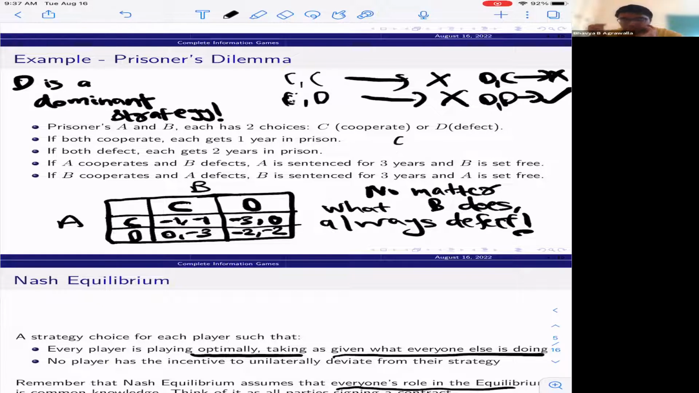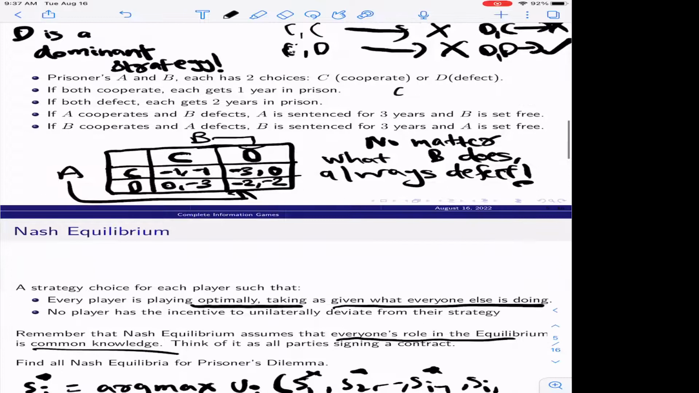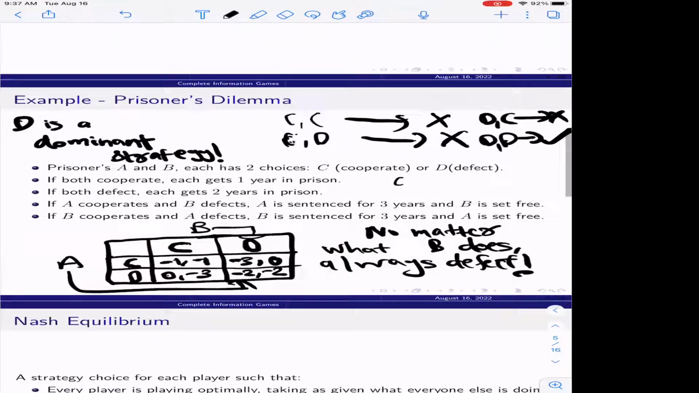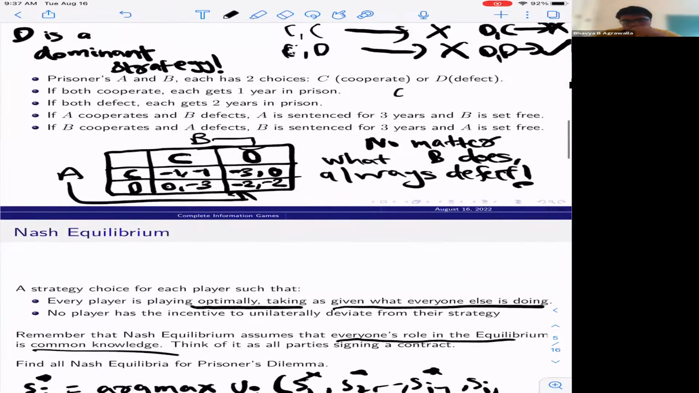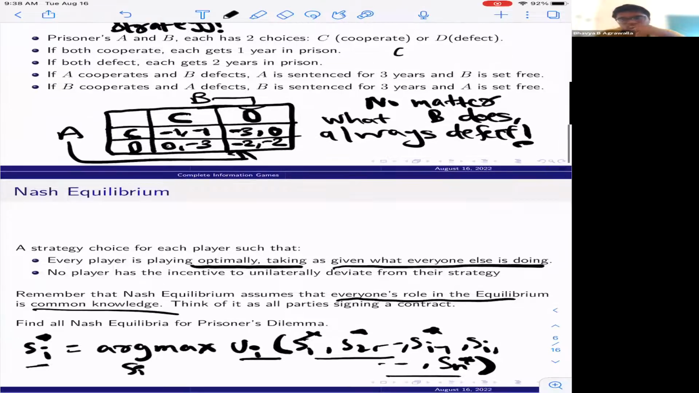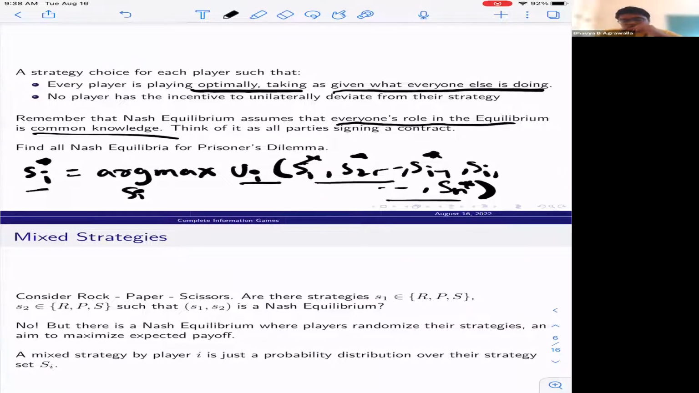Because if A plays D and B plays D, let's see what happens if A unilaterally deviates from her strategy. From -2, her sentence goes to -3, which is bad. So she doesn't want to deviate. Similarly, B doesn't want to deviate because from two years in prison, his sentence goes to 3 years if he deviates and A doesn't. So no one has the incentive to unilaterally deviate. So D comma D is the Nash equilibrium. Deviating here would just add to the prison years. Any question at this point? Okay, good.